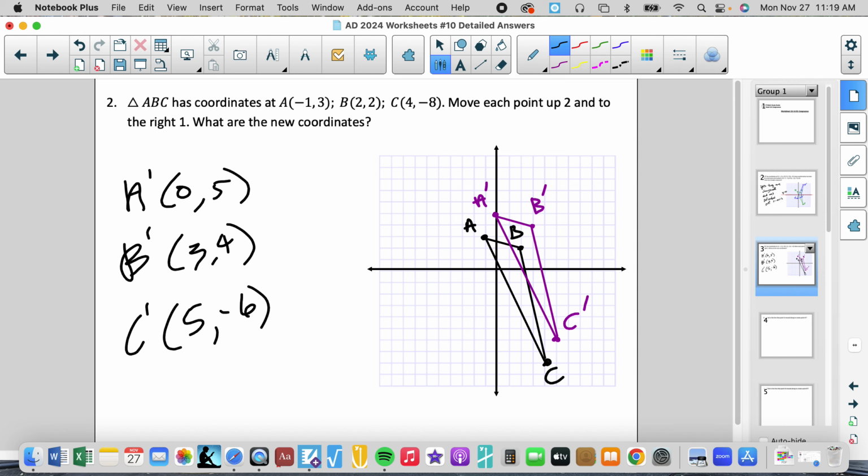And that shift, I think you write it in this manner. You would be x plus 1 and y plus 2 would be the translation. Up 2 and to the right 1. So right is on the x-axis, up is on the y-axis. I don't know if you have to write that, but that is the translation.